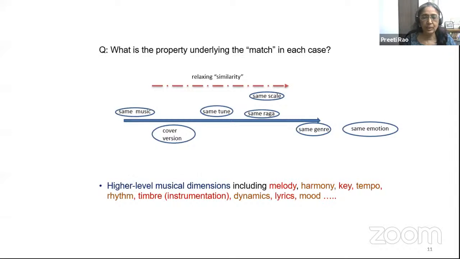So what we really need to look at are the high level musical dimensions. That includes the melody, harmony, the key, tempo, rhythm, the timbre, which refers to the texture or the instrumentation, the loudness dynamics, the lyrics, and the mood. These are some of the attributes that we would use to describe the music. And this is indeed the set of dimensions that we should use in order to find the match.